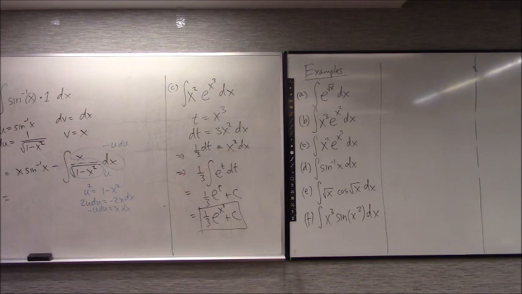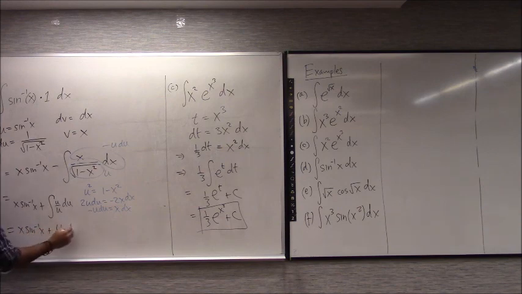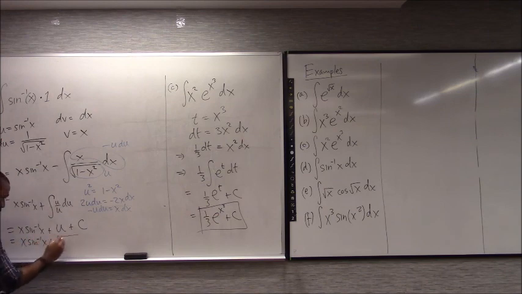And so I would end up with x sine inverse of x minus the integral, well it becomes plus now, of u divided by u du. That's just 1 du, right? So that's x sine inverse of x plus u. And our u is actually the square root of 1 minus x squared. That is the integral of sine inverse.